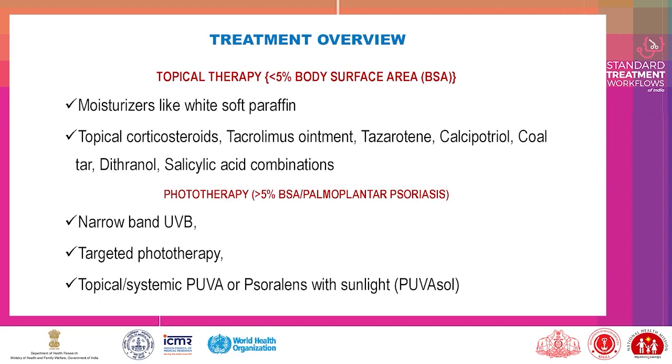Treatment overview. Topical therapy, less than 5% of body surface area: moisturizers like white paraffin, topical corticosteroids, tacrolimus ointment, tazarotene, calcipotriol, coal tar, dithranol, salicylic acid combinations. Phototherapy, more than 5% of body surface area, palmoplantar psoriasis: narrow band UVB, targeted phototherapy, topical or systemic PUVA or PUVA-SOL.